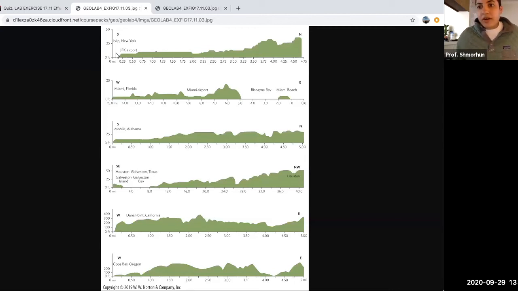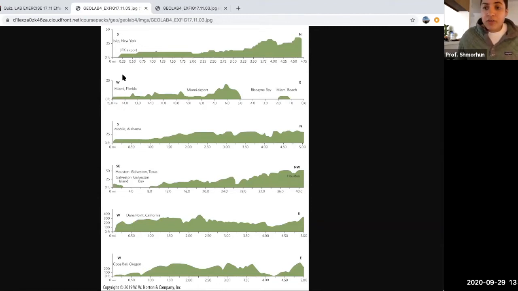I do briefly want to talk about exercise 17.11 because it is a little bit of a longer exercise. So this exercise is entitled Effects of Sea Level Rise on Selected Coastal Communities. Now the first question asks you, how would continued global climate change affect risk in each region?